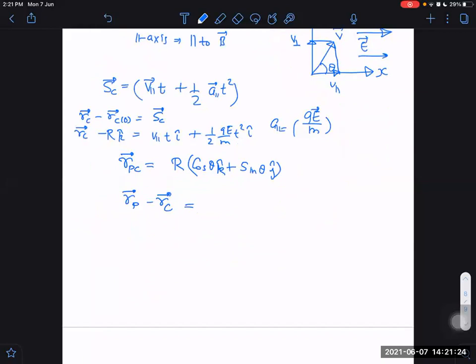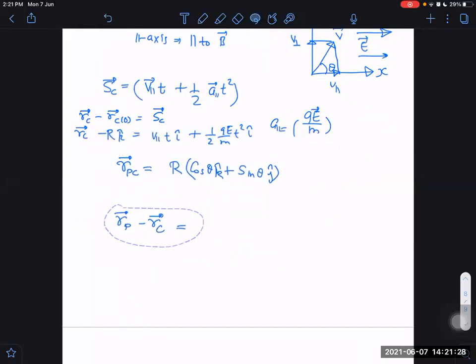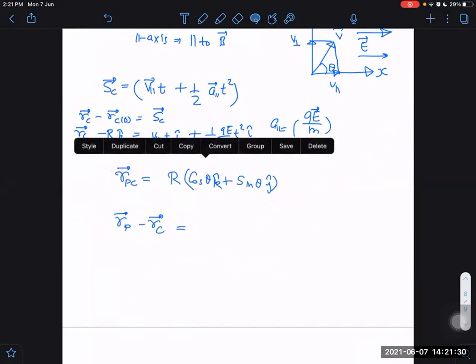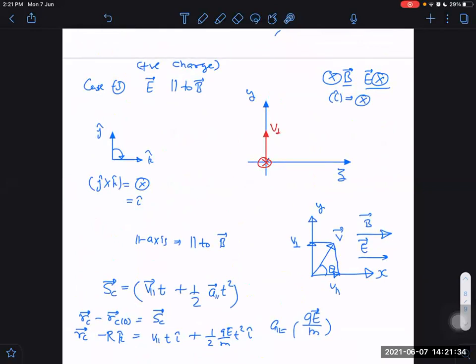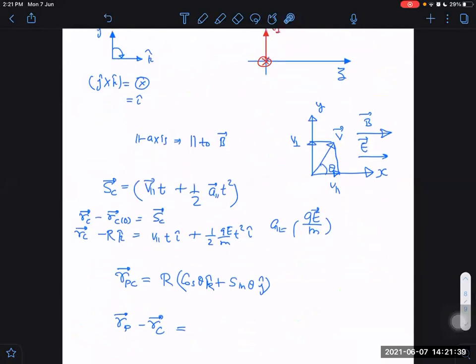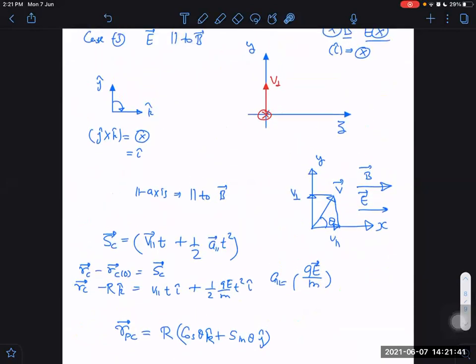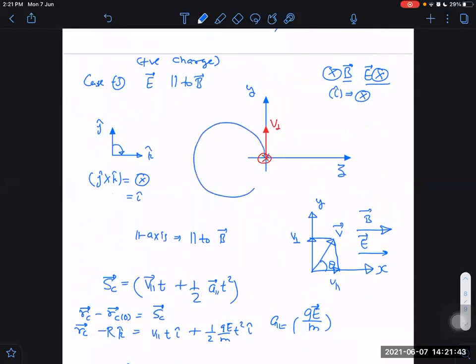Sir, here we can write RC naught is minus R K cap. What is RC then? RC naught is minus R K cap. Minus of minus, then minus. It would be plus, no, sir.